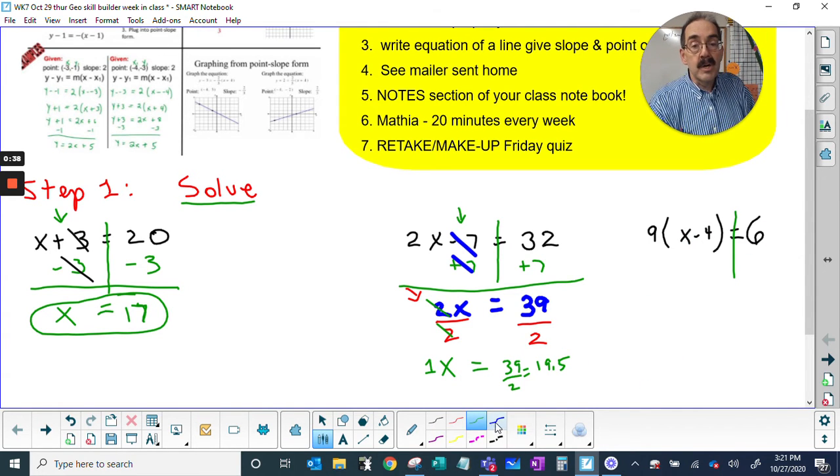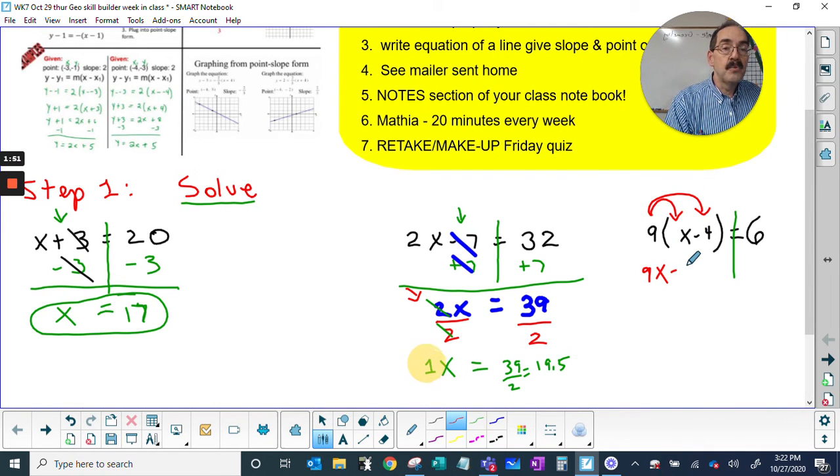We're really complicating it now. Remember in class, how do we get rid of parentheses? Parentheses means multiply. Parentheses means to distribute. We have to distribute the 9 to the x. We have to distribute the 9 to the 4, which gives us 36, okay? Unfortunately, that's a skill we have to have this year because when we do area, length times width, we do that. We still have the equal sign. We still have the 6.